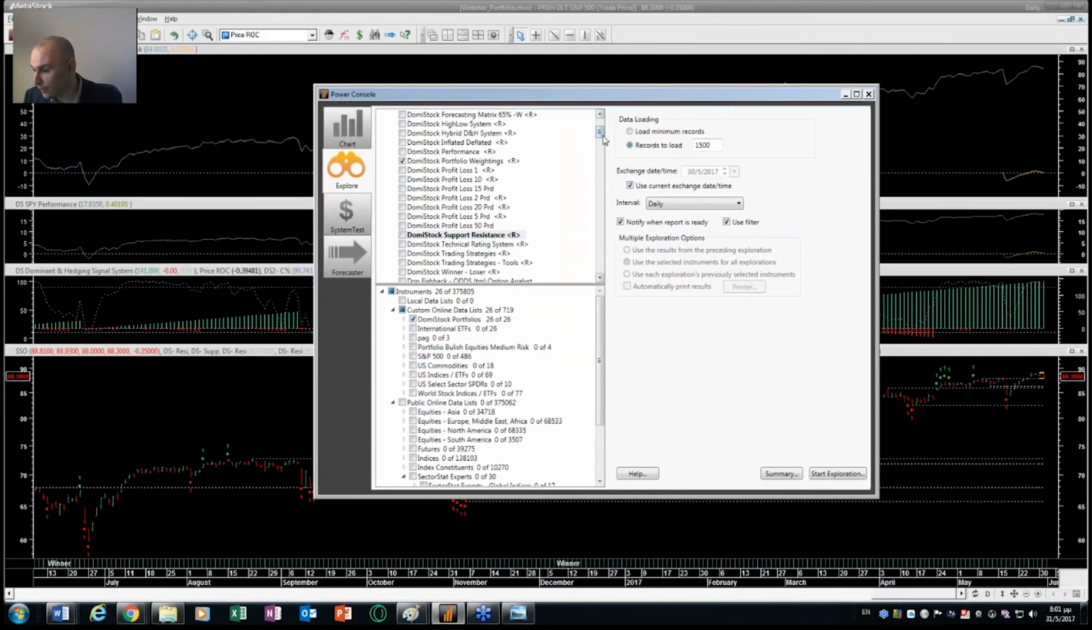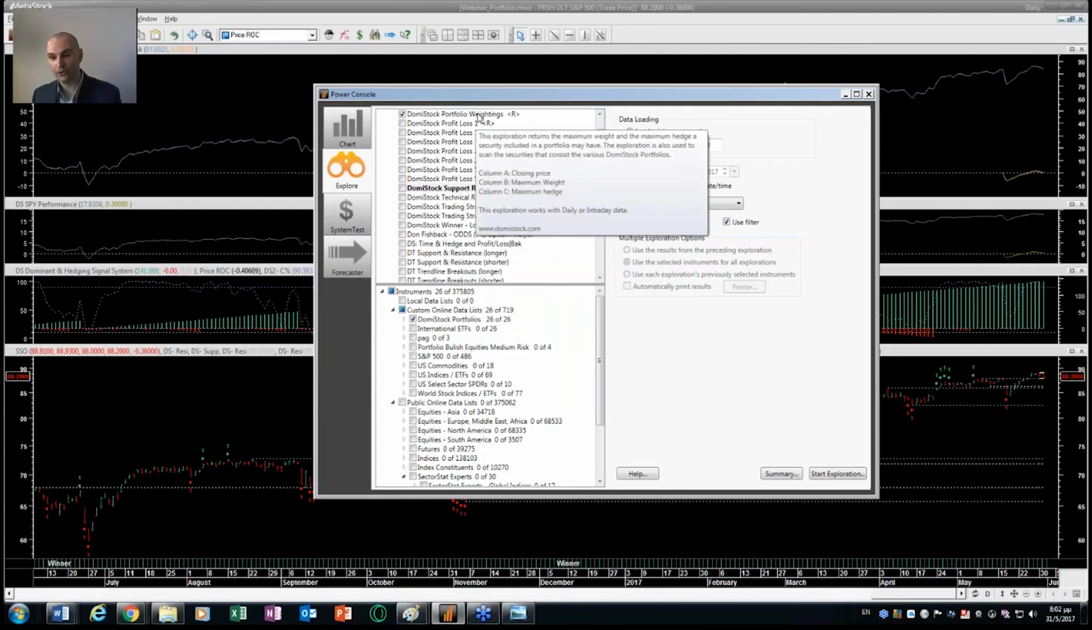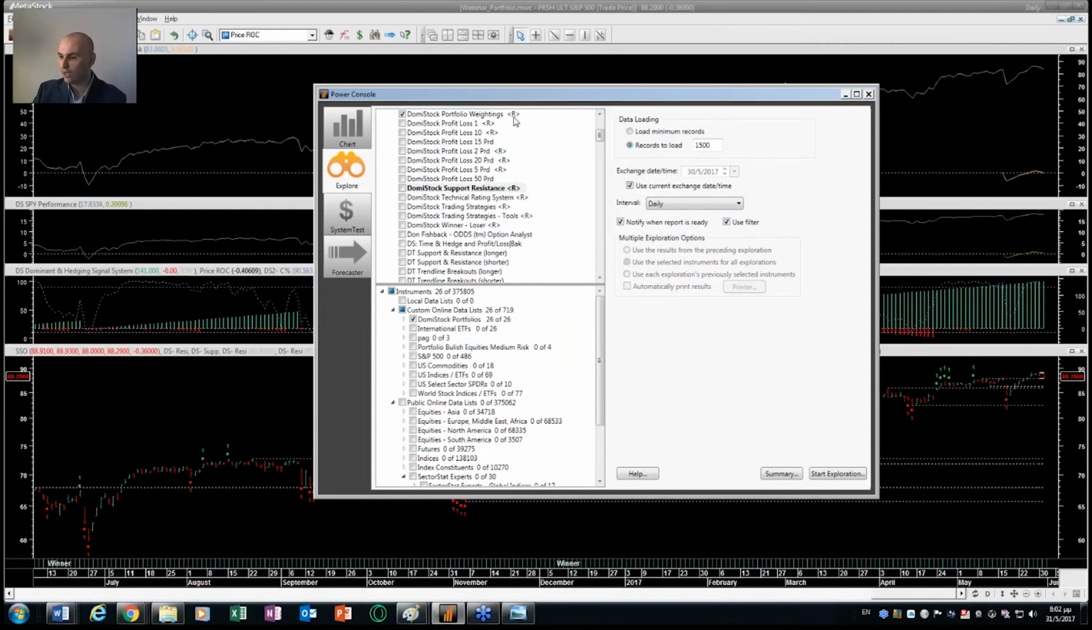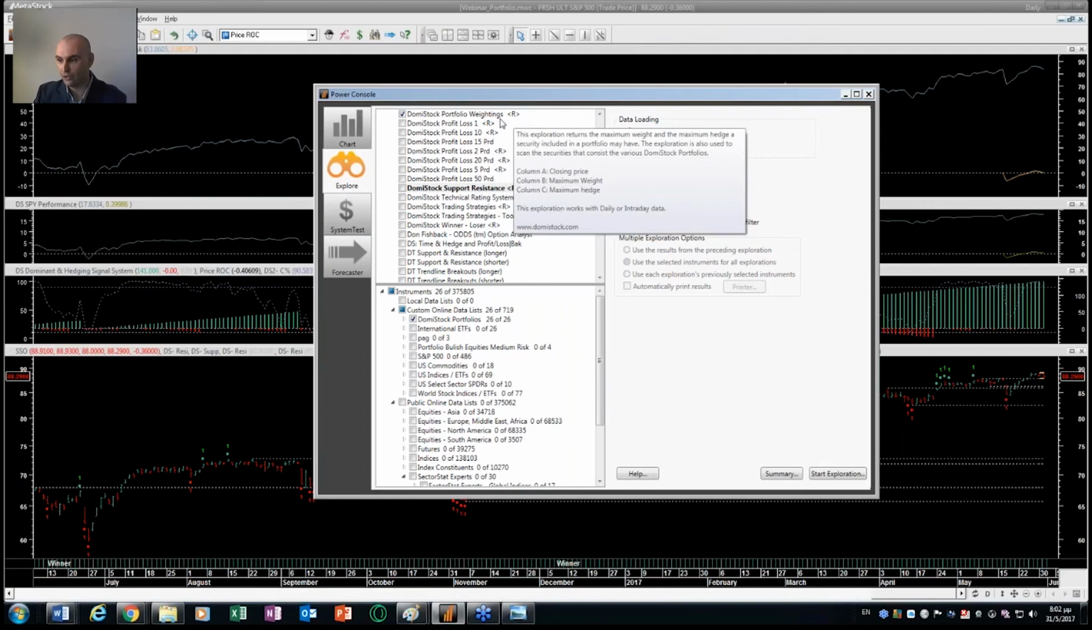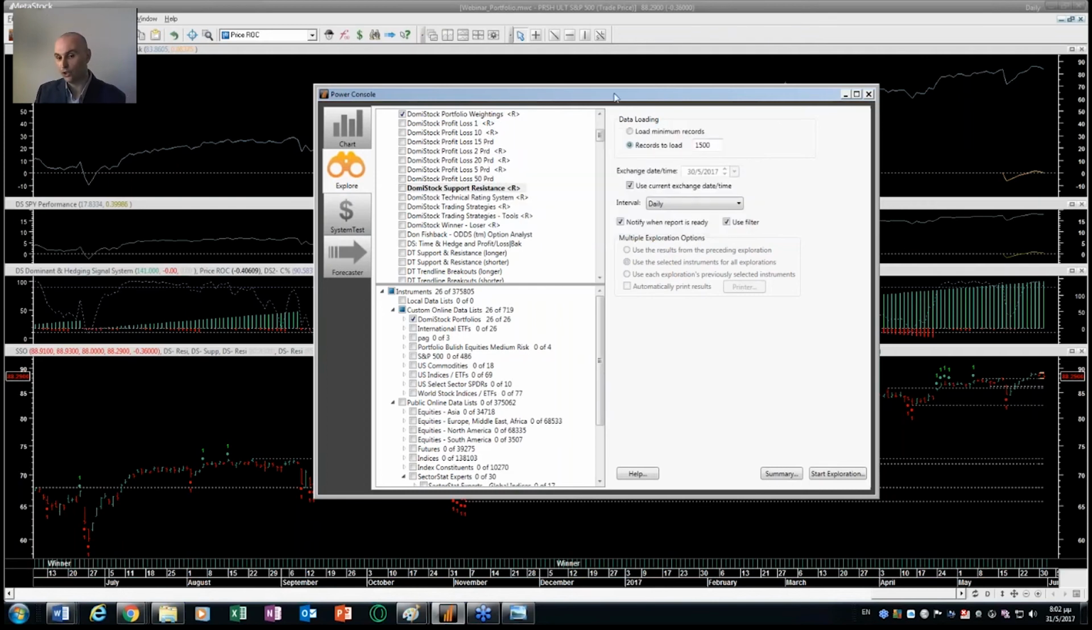use the exploration for the weightings, and see the DomiStock portfolio weightings, and construct your own portfolio according to what you see. Suppose that you choose 10 ETFs or 10 securities, it's going to tell you that you should use this security up to 20% in your portfolio. You can use it to 10% or 5%, but the maximum is 20. And you should hedge that 0%, or you should hedge that 30%. That is the 30% of the 20%, okay? So it's going to help you construct any portfolio you want.